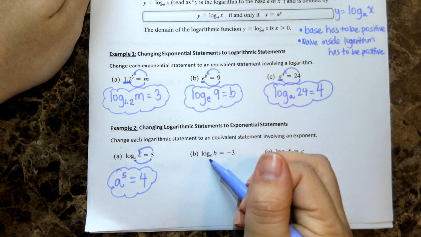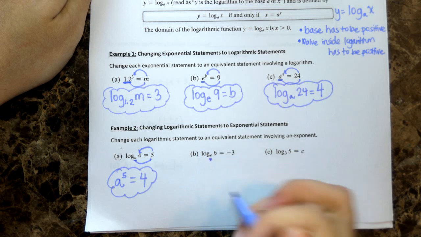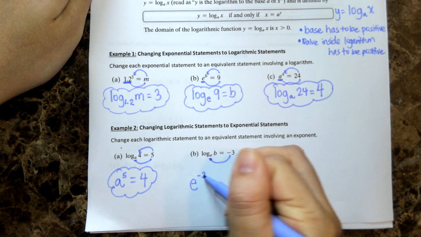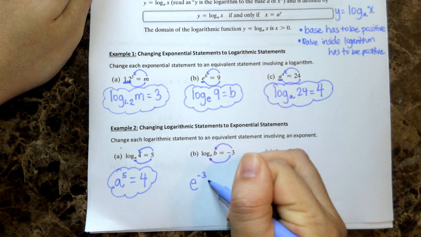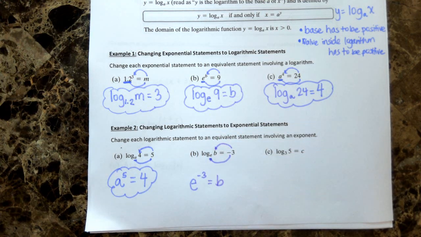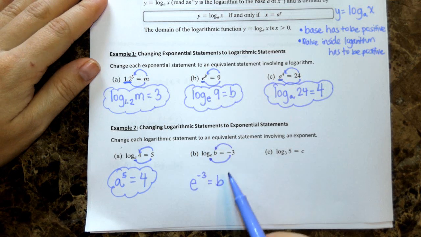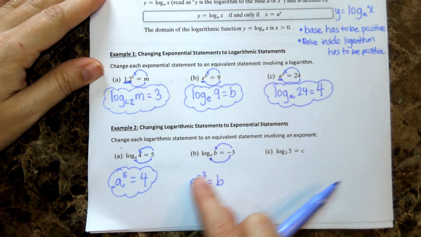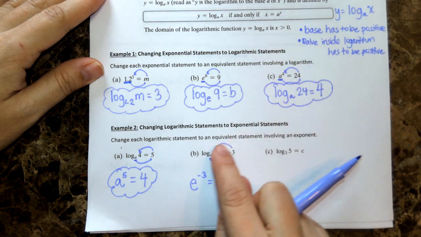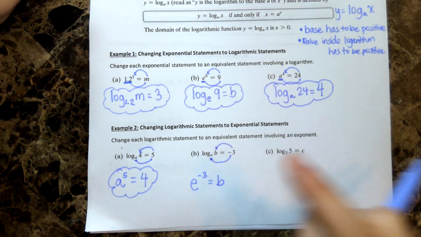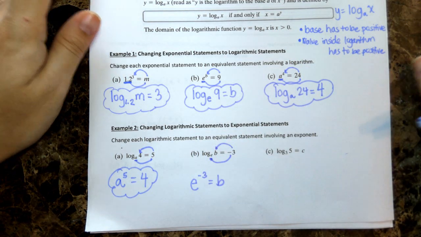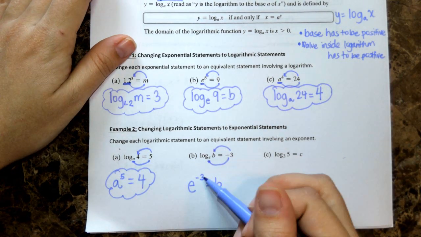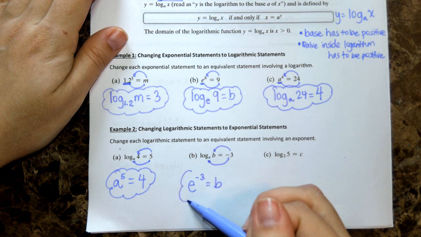Next one, part B, start with your base. It's the little number on the bottom, which in our case is e. Raise it to the -3 power equals b. Now some of you might be thinking, I thought you couldn't have any negative numbers. The base has to be positive. The base e is positive, and the value inside the log, which is b, is positive, as we're going to assume. So the -3 isn't really any of those two things, so we're still okay. The exponent can be negative. That's about it though.